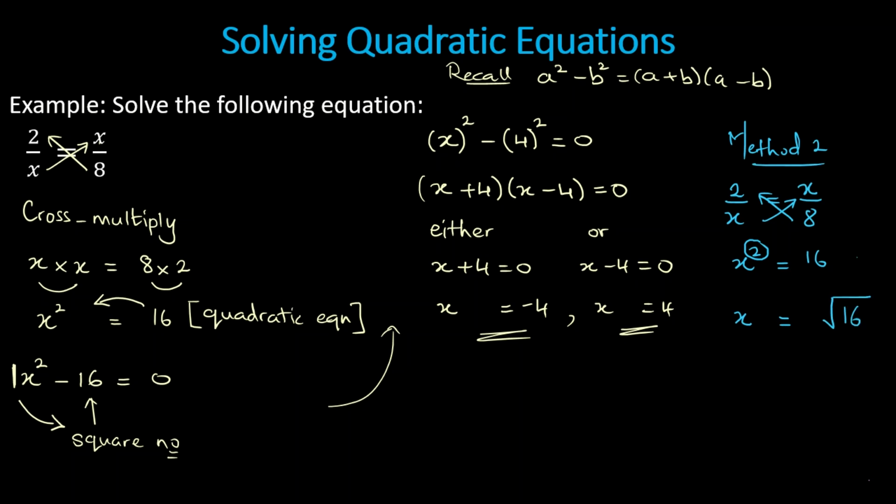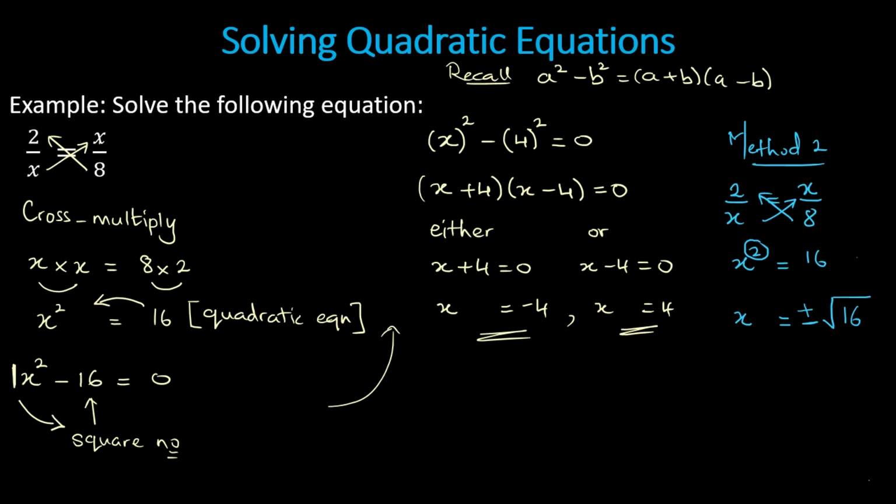So in our case, x is equal to square root of 16 with a plus and a minus in front. Why do we put plus and minus? Because we are dealing with a quadratic equation, and as I have told you before, with a quadratic equation we must obtain two answers.